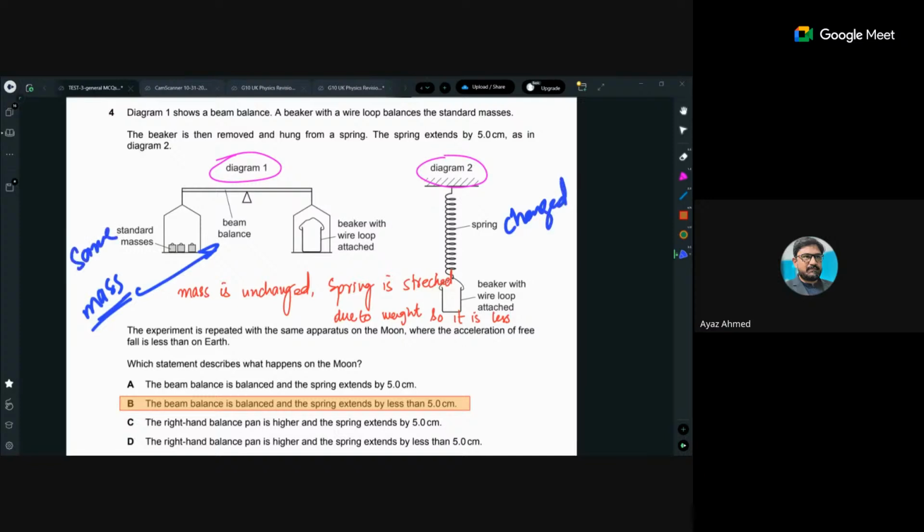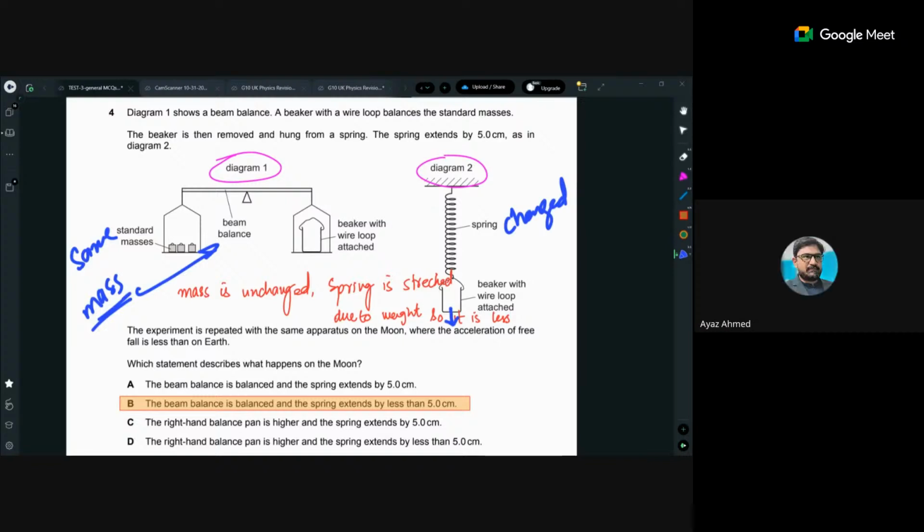That is why the beam balance is balanced again, and the spring balance will be stretched less than 5 centimeter, because the gravitational acceleration or pull is less. So when the pull is less, it would stretch the spring less. That's why its stretch will be less than 5 centimeter. Got it? Sir, can you explain this one a bit more?